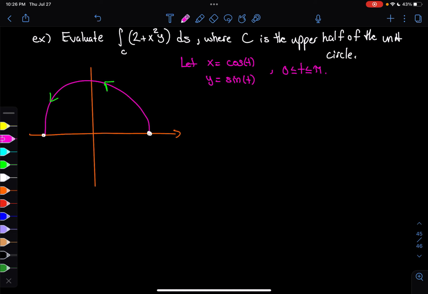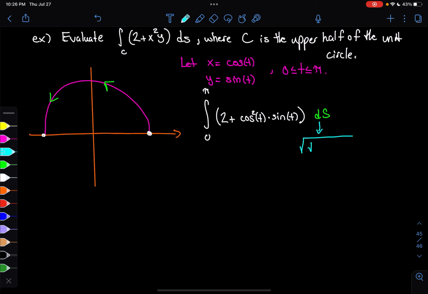What effect does this have on this entire integral? Okay, so first of all, we can set up the first part. We know our bounds go from 0 to pi, and our function is now parameterized in terms of 2 plus cosine squared of t times sine of t, great, times ds. So we're pretty much almost done with this problem. This is fabulous. The only thing that we haven't taken care of is this ds, which again is the square root of dx squared plus dy squared.